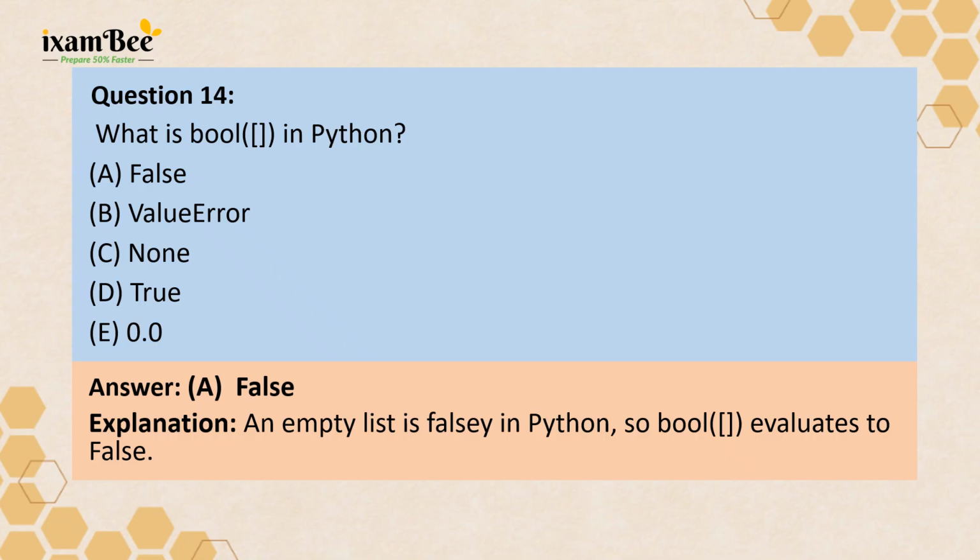So calling bool on an empty list, bool of empty brackets, evaluates to false. There is no error raised at all. It's a perfectly normal, well-defined Boolean conversion. The answer here is A, which is false.